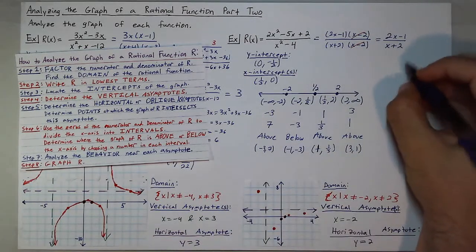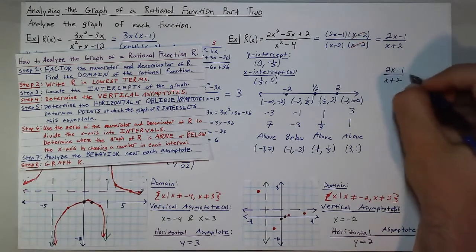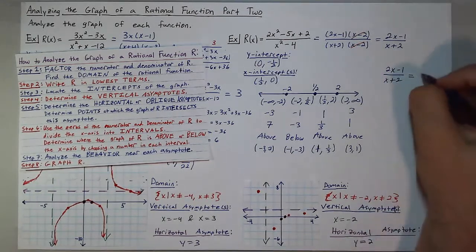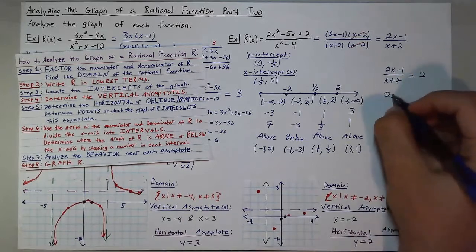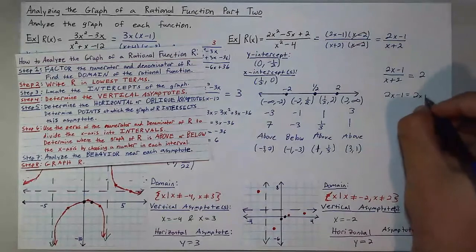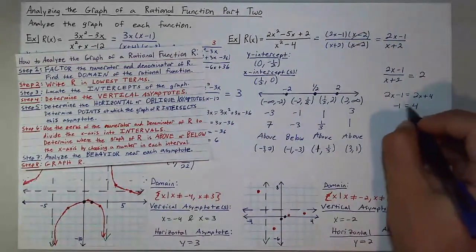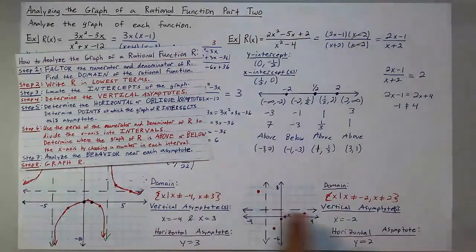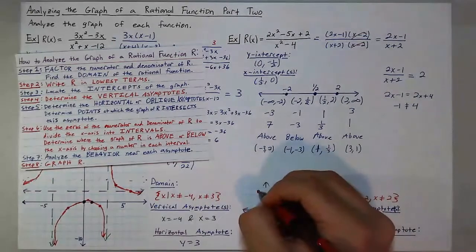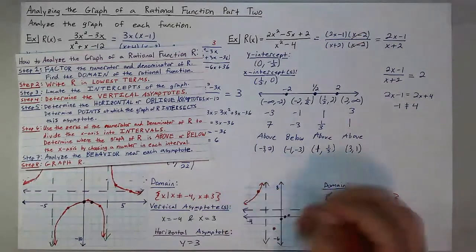So if I set 2x minus 1 over x plus 2 equal to 2, and try to solve, I'll get 2x minus 1 is equal to, multiply each side by x plus 2, so 2x plus 4. Subtract 2x from each side, and you'll see here negative 1 cannot equal 4, so it never crosses that purple line. So knowing that, it's going to go up the green asymptote curve, but never cross the purple asymptote as it goes down.